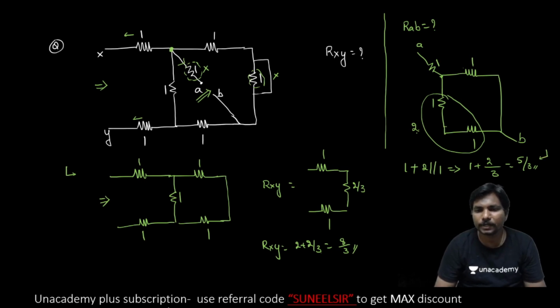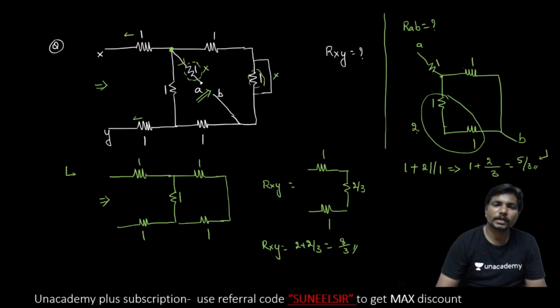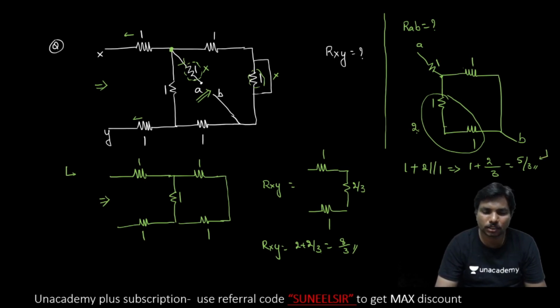That is RAB. In this way, we have to find it. So what are the important points we have learned? Whenever any resistor is parallel to the short circuit, it is eliminated, and any resistor in series with the open circuit is also eliminated.